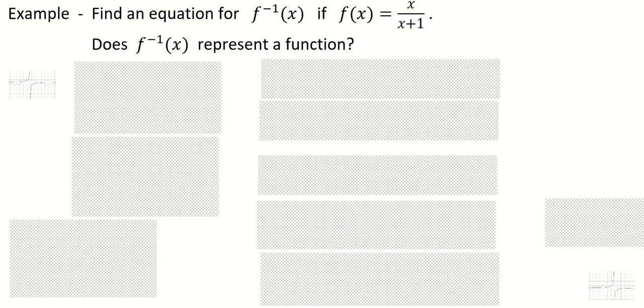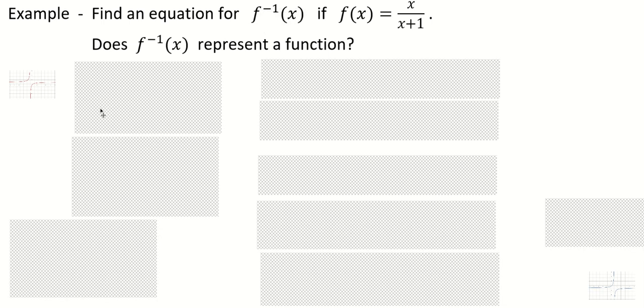Alright, so the next example is saying find an equation for f inverse of x if the original f equals that. And then it's asking, does f inverse represent a function? So a little bit of a heads up, like a sneak preview, and then we'll follow up with this at the end of the example. But if you do the horizontal line test on this, so look here, the horizontal line test on this would answer this question. Or once we get f inverse and we look at that graph, if that graph would pass the vertical line test. But anyway, first we're going to have to find the equation for f inverse.